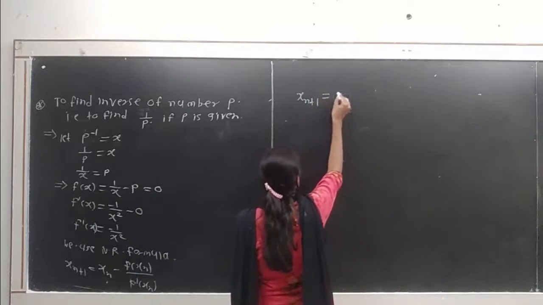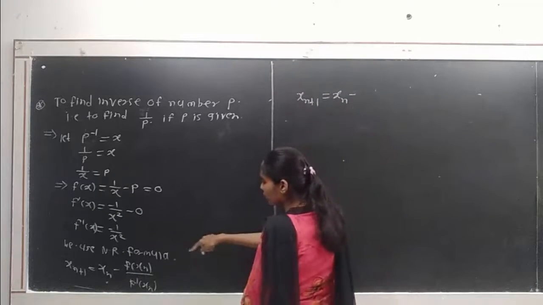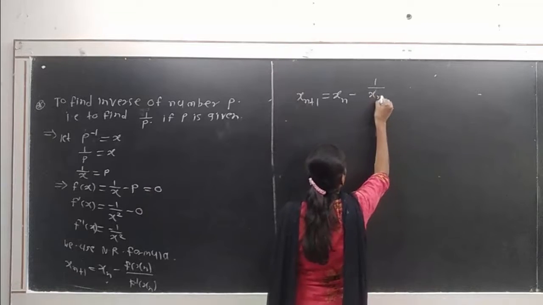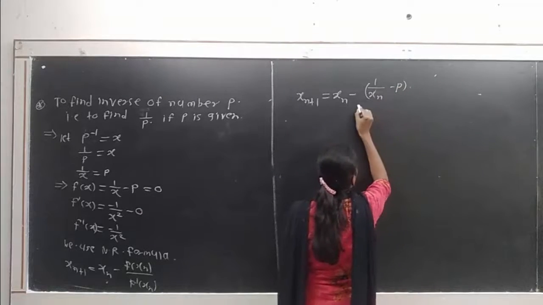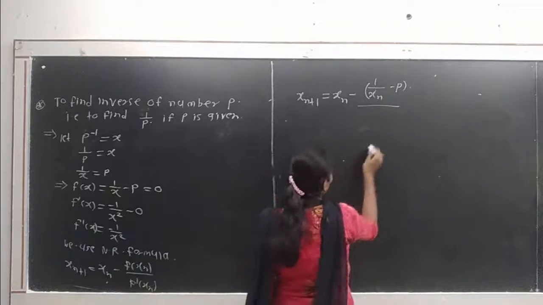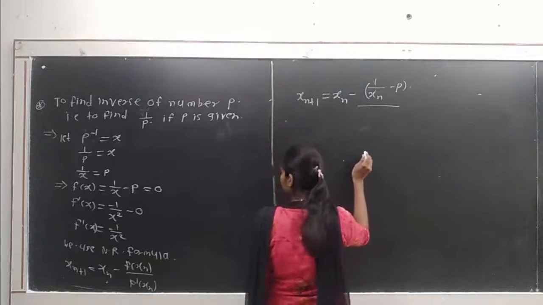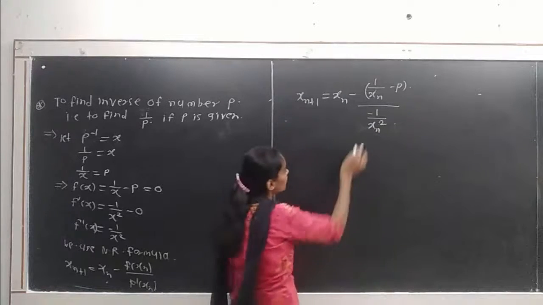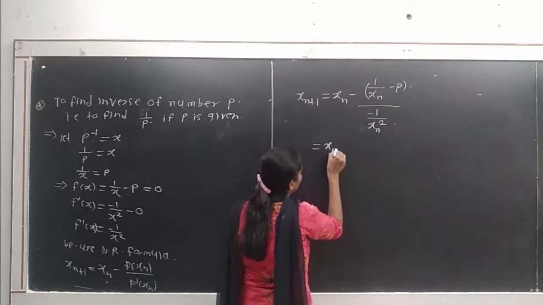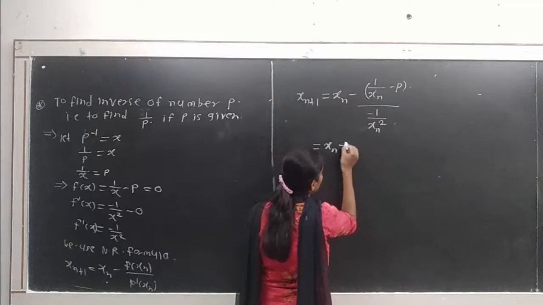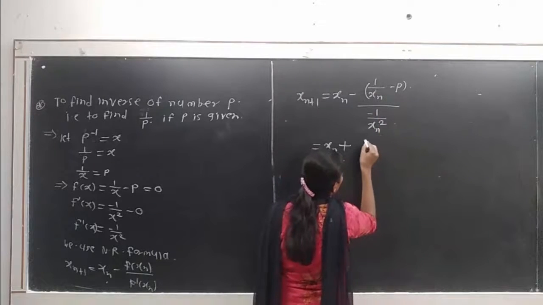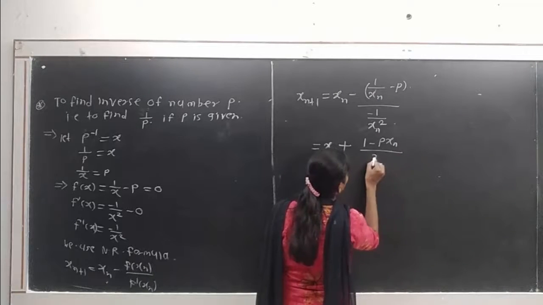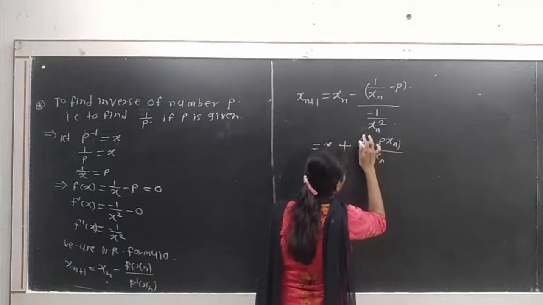Xn plus 1 is equal to xn minus f of xn divided by f dash of xn. Here f of x will be 1 divided by x minus p in bracket, so f dash of x will be minus 1 by x square. Then f dash of xn we get minus 1 by xn square. Then we simplify this, we get xn minus minus becomes plus. Here we take cross multiplication, we get 1 minus p into xn divided by xn, and then we write this as into xn square.